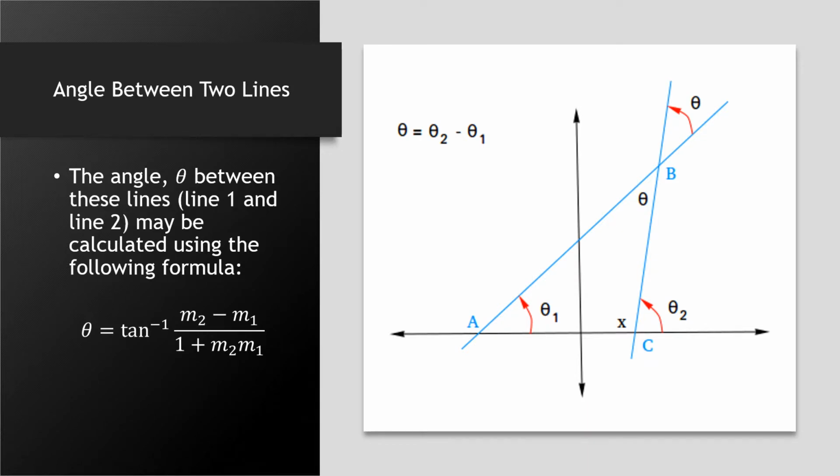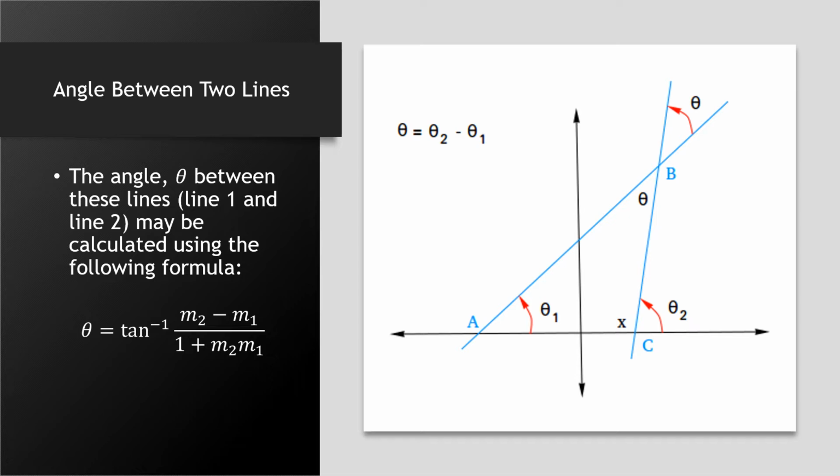The angle between two lines, or theta, between lines 1 and 2. In our figure, we have this first line and this is the second line. We want to know the angle theta between the two, that is, the acute angle between the two. We can calculate that using this formula: tangent inverse of the slope of the second line, m2, minus the slope of the first line, m1, all divided by 1 plus m2 m1.